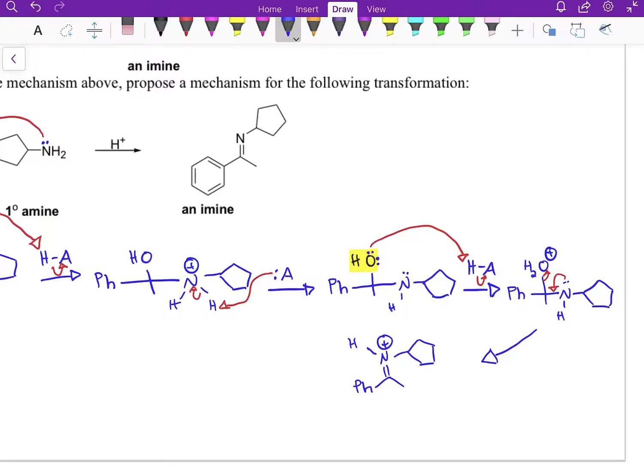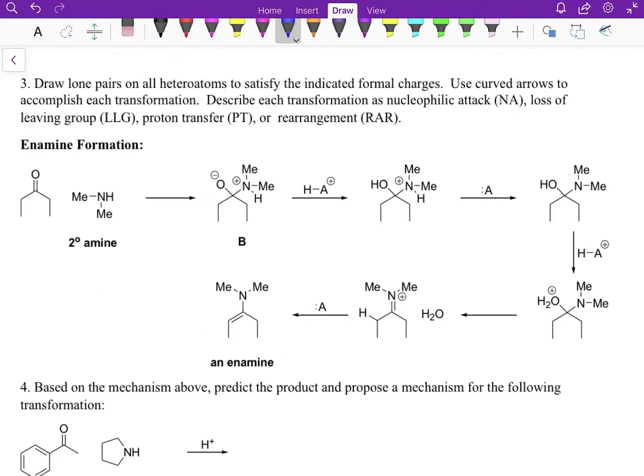So you want to get rid of that and neutralize it. So you're going to use the base, and that's going to move it this way. And that is how you're going to get your final product. And there's your imine. So now we're going to look at enamine formation.